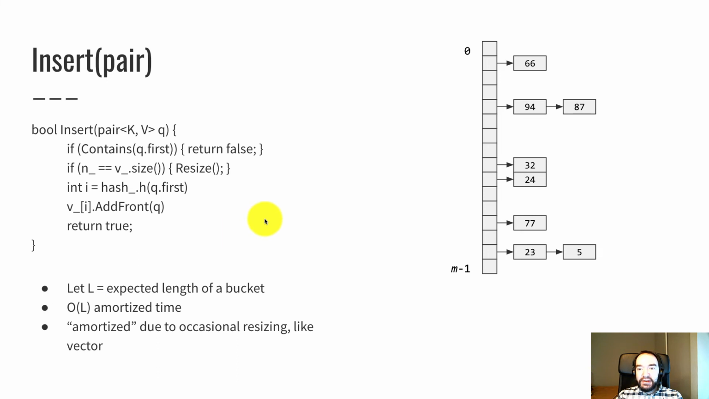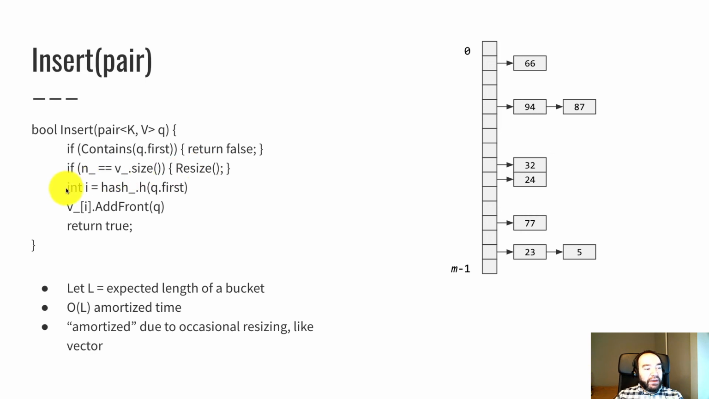Insert has a similar approach. So if the hash table already contains the key, then we return false and do nothing. And we can use that contains operation we developed two slides ago. There's a resizing aspect to this if the size invariant would be violated. So if n is equal to the vector's size, that's m here, then we do a resize. This is just like a vector. We double the size of the array, copy everything over.